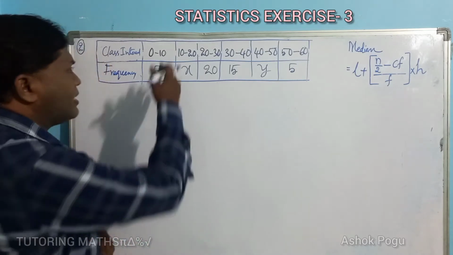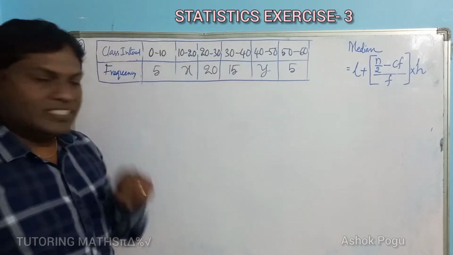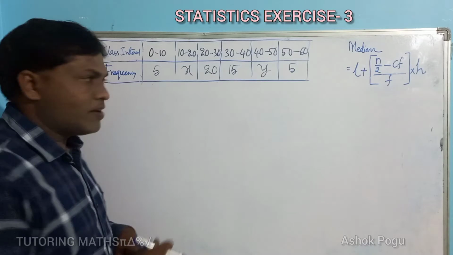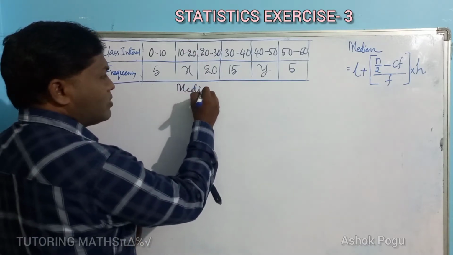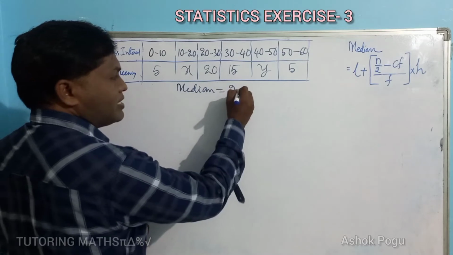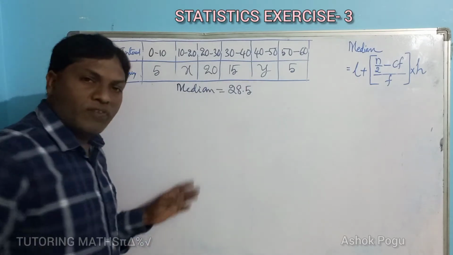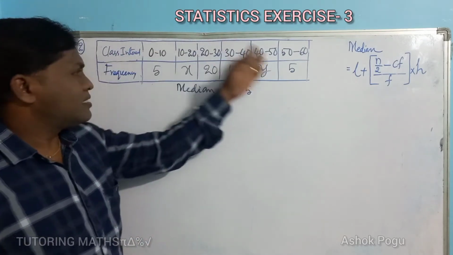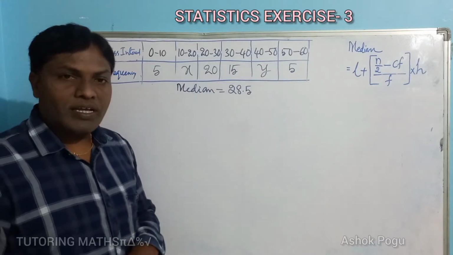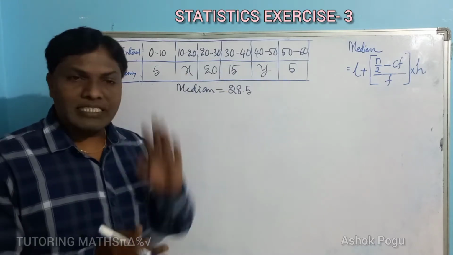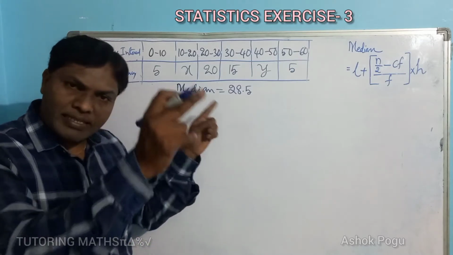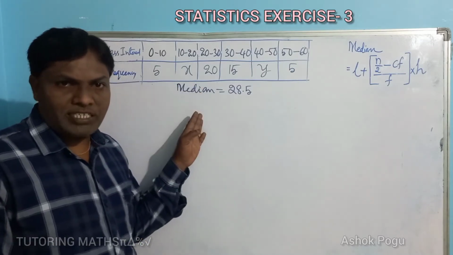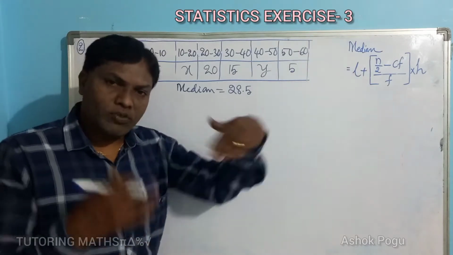And here the given data is class interval and frequency, and they have given the median. The median of this data is 28.5. Then we have to find x and y. As usual, follow the formula, prepare the table, classify the data and substitute in the formula, you get the answer.